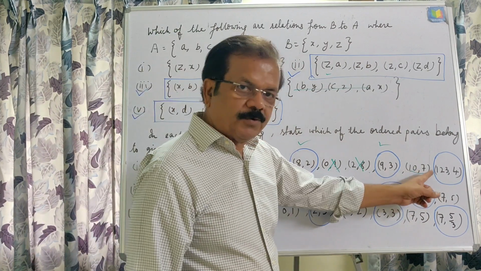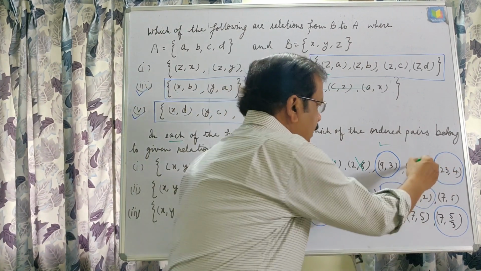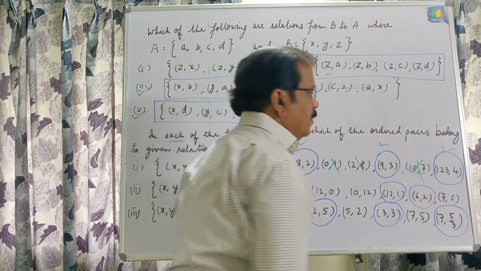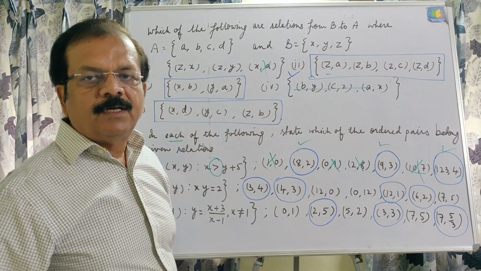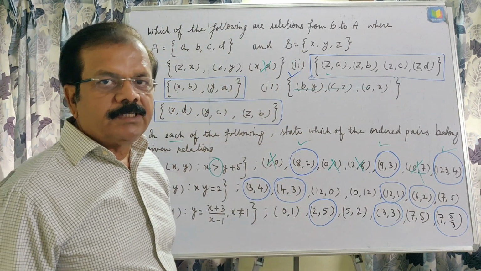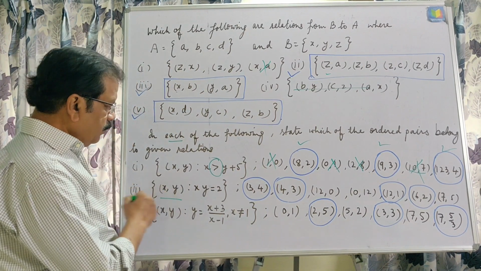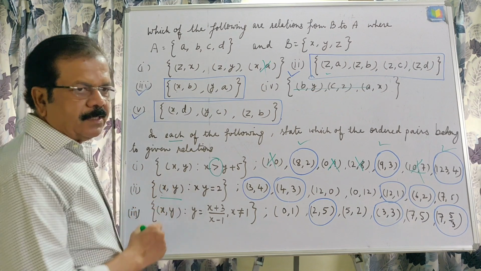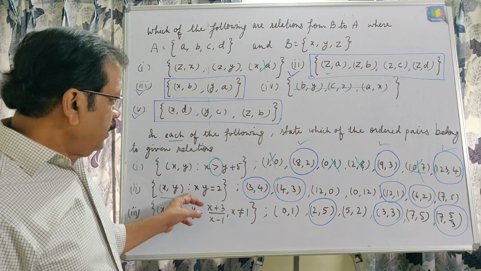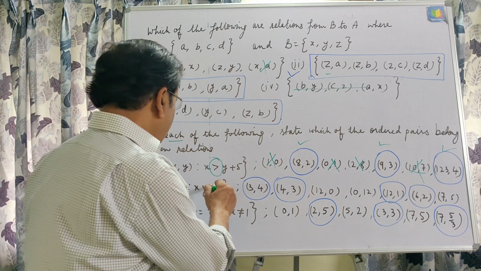Okay, 7 plus 5 is 12, and this will be taken because 4 plus 5 is 9, and 12 is greater than 9. Now in this second one, second question, (x, y) is an ordered pair such that xy is 12.